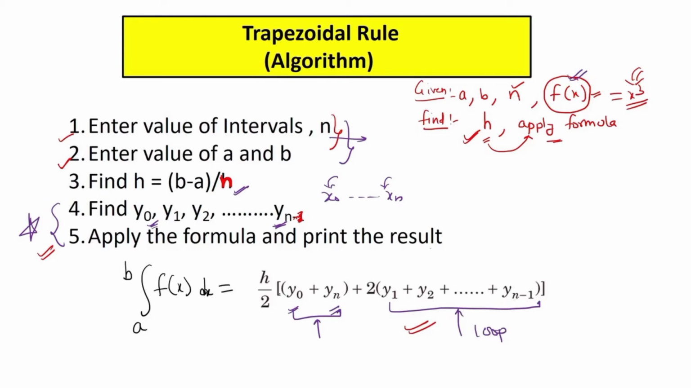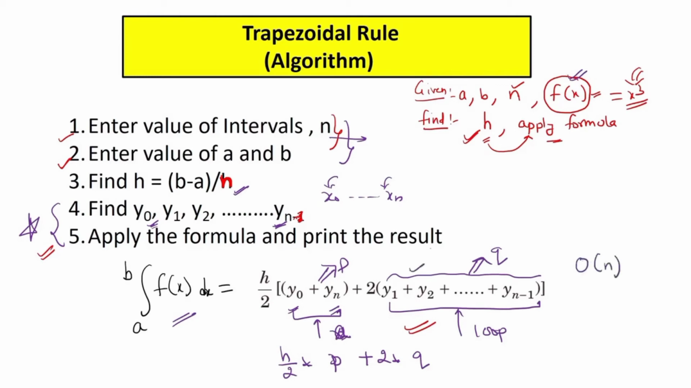And after that, in a single line, you can just apply the formula as h by 2 into, let's say, this y0 plus yn is stored inside, let's say, p. Then p, and then plus 2 multiplied by this loop value, which is stored in some other variable, let's say q. So this can be stored inside q. You can just use this single line in your C program, and you can calculate the final value of this integral. So that will take O of n, because I have to traverse the values of y.